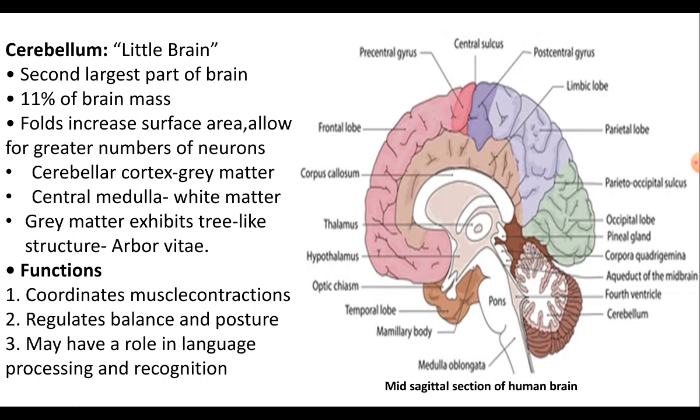When you see the functional aspects of the cerebellum, it plays a major role in coordinating the muscular movements. That is, it brings muscular coordination and it regulates body balance as well as body posture, and it has also been found to play a role in language processing as well as recognition.